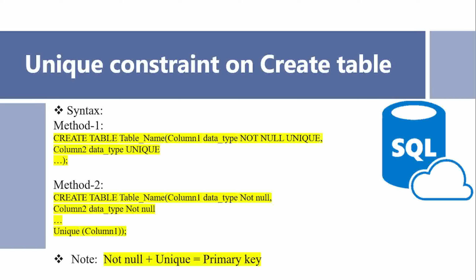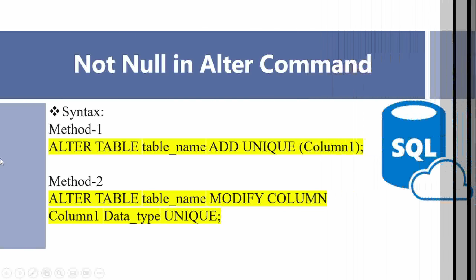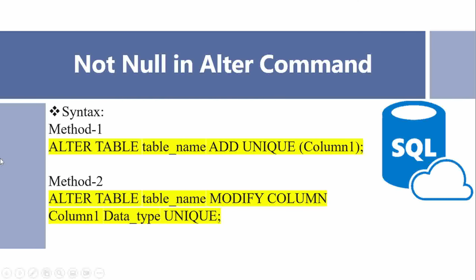And the note is that not null and unique makes a primary key. That means, as I said, a unique key has similarities to a primary key, but a null value is a unique value. So if we add not null to that column, then it becomes a primary key. And this is the alter method after creating the table. The second method is a common method. After declaring all the terms, we can simply add unique instead of constraint. But coming to the first method, we simply write add unique and specify the column name.